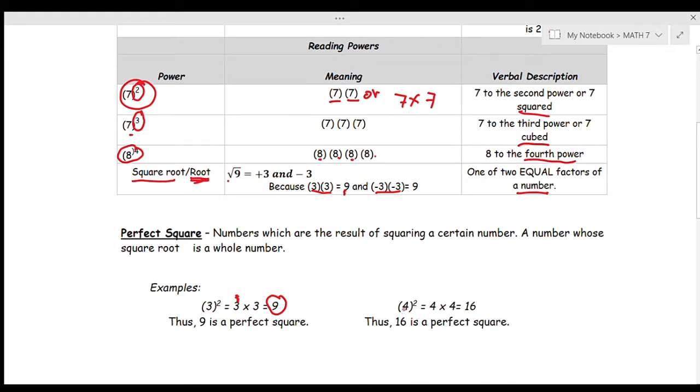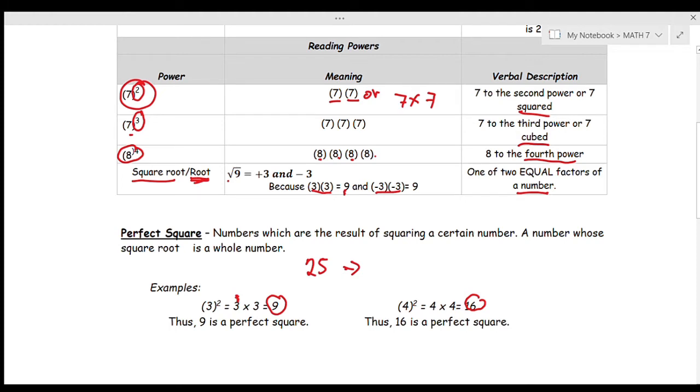Next, example. 4 raised to 2 is equals to 4 times 4, and also it will equal to the product of 16. Thus, 16 is a perfect square because 16 is a result of multiplying a number by itself, which is that number is 4. So 4 times 4 is 16. So meaning to say 16 is our perfect square. Next, we have also 25.